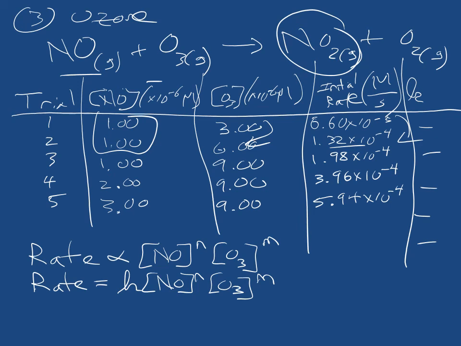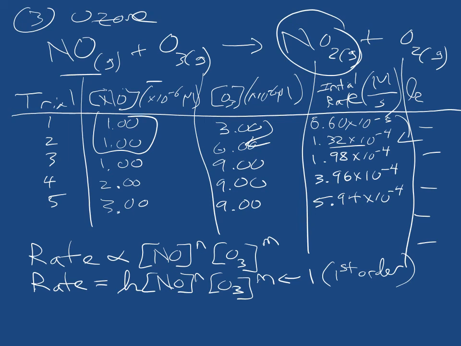It doubles. So the order of reaction with respect to ozone, it's a 1-to-1 proportion. You double the concentration, you double the rate. Well, that's going to be 1. That's going to be first order with respect to ozone. And verify that somewhere else if you can.